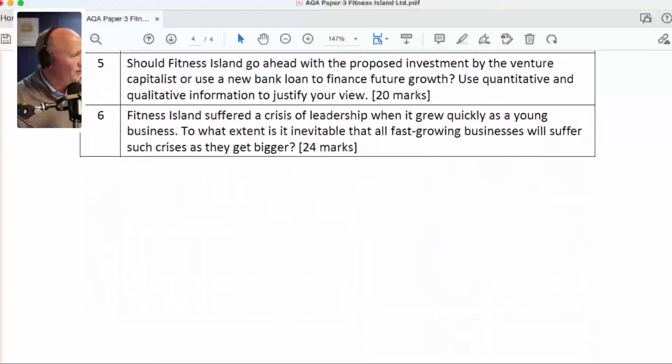And it's actually quite a nice one to do, because it'll help us just recap the appropriate structure for paper question 6 this afternoon, the 24 marker. So let's read the question. Fitness Island, this is question 6. Fitness Island suffered a crisis of leadership when it grew quickly as a young business. Too right it did. To what extent is it inevitable that all fast-growing businesses will suffer such crises as they get bigger? So 24 marks. How do you answer that?